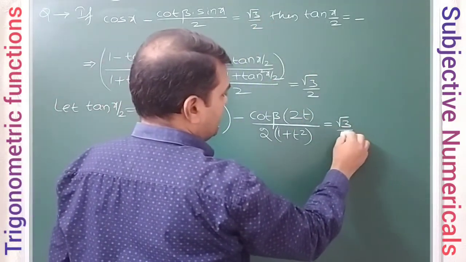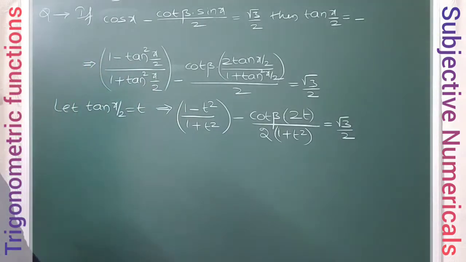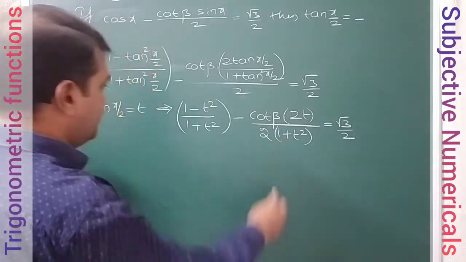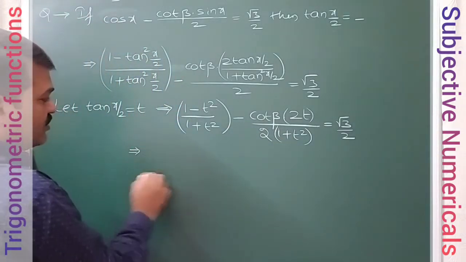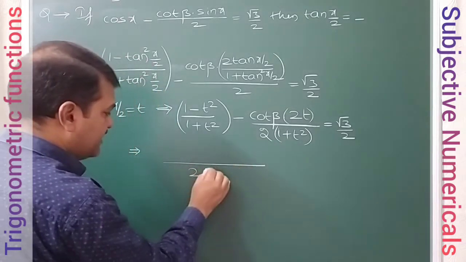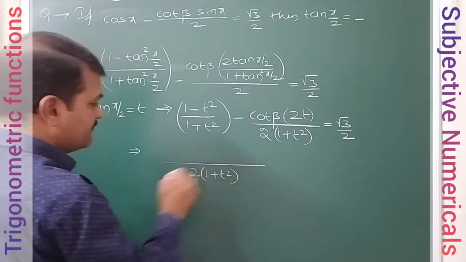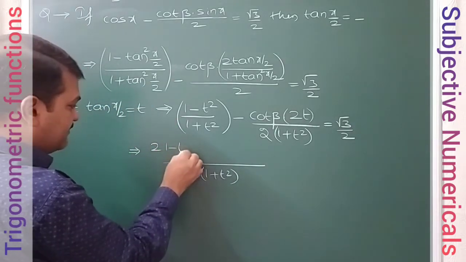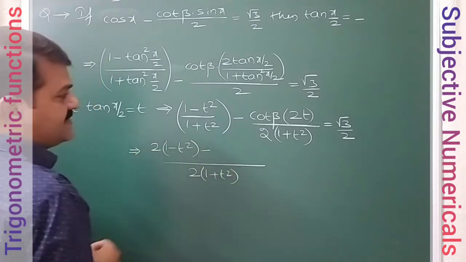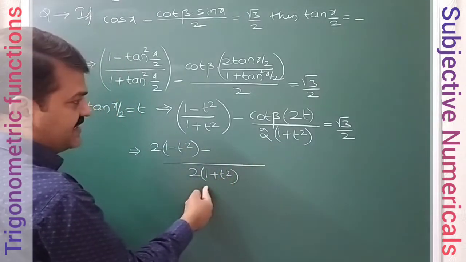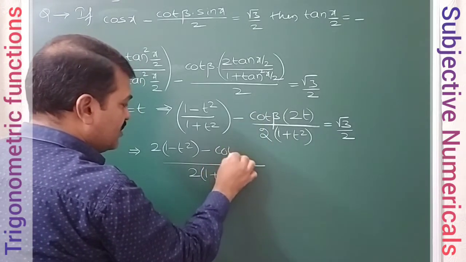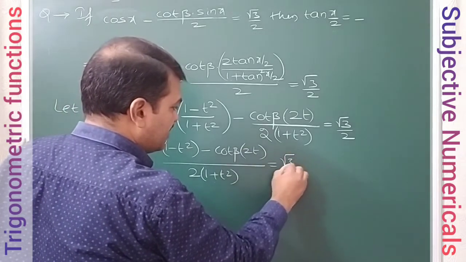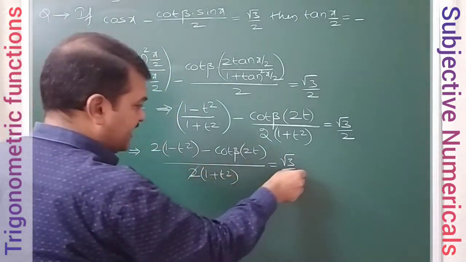Now on the LHS I will take the LCM. So 2 into 1 plus t square will be the LCM. So here we get 2 into 1 minus t square, minus cot beta into 2t, over 2 into 1 plus t square, is equal to root 3 by 2. So the denominator 2 I can cancel.